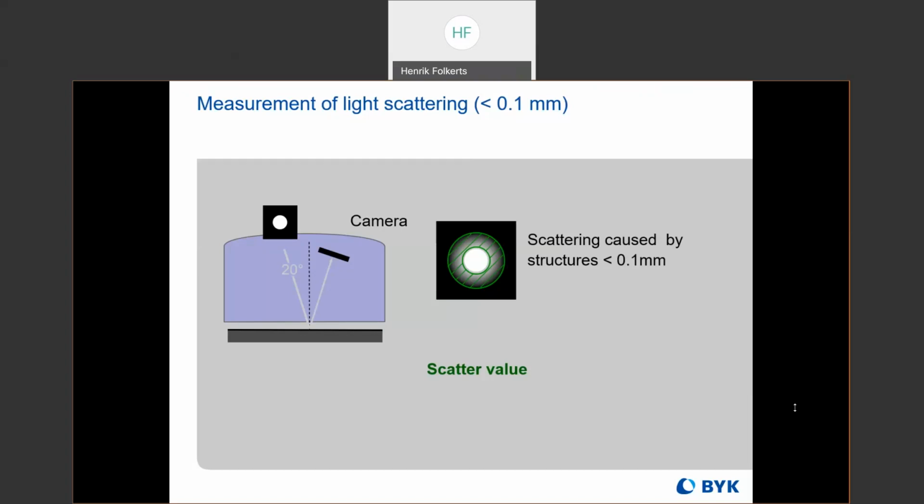Next question here from Joe. Will the Wavescan detect or measure chatter or washboard appearance in a painted finish which is caused by the metal substrate? These small waves are some 1 inch to 3 inches apart.